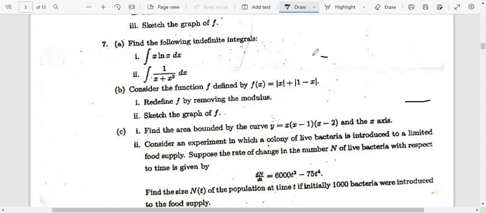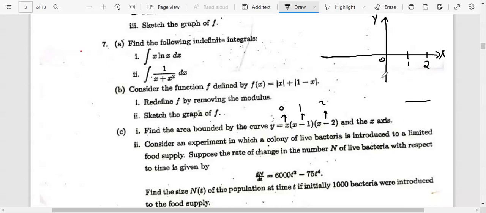Next one, question C, part 1. Find the area bounded by the curve y is equal to x, x minus 1, x minus 2, and the x-axis. First thing first, for such a question, you first need to sketch it for you to be able to find the area. And how do you sketch such a function? Just equate it to 0. We are going to find that x is equal to 0, x is equal to 1, x is equal to 2. So I have 0, 1, and 2.